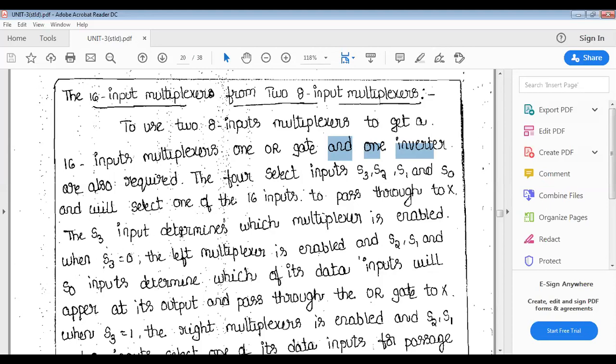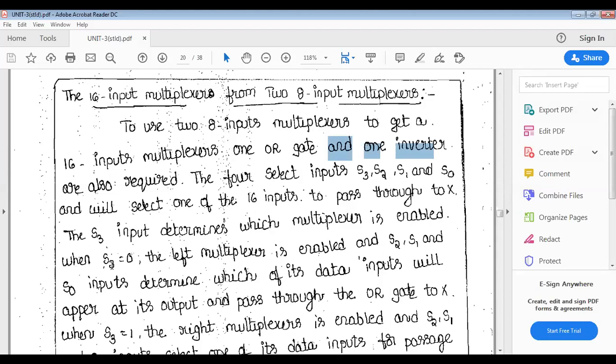So the S3 input determines which multiplexer is enabled. S3, the last one. I am taking S0, S1, S2, the 3 selection lines, for the 8 by 1 multiplexers. Additionally, I am using the 1 OR gate to get the output as a combined value. And another inverter is there. That inverter is connected to the S3. The S3 input determines which multiplexer is enabled. So whenever S3 is 0, the inverter output is 1. That 1 we get for the enable input. So the first 8 by 1 multiplexer is enabled.